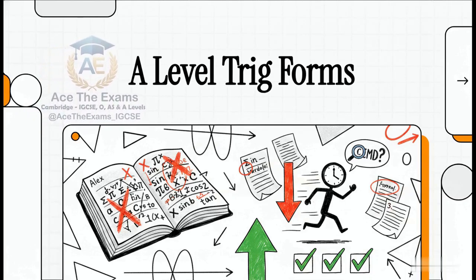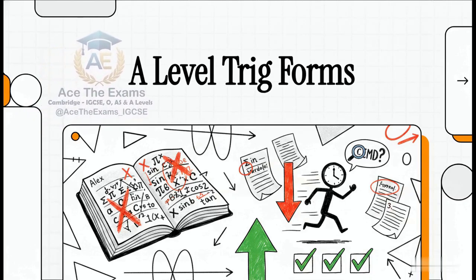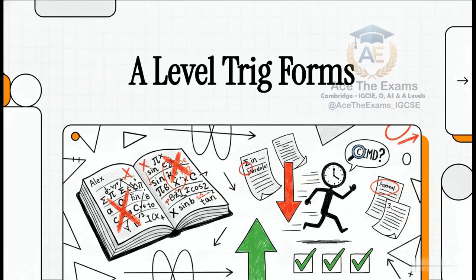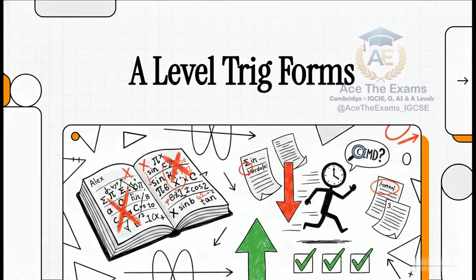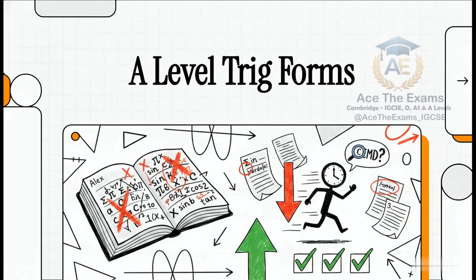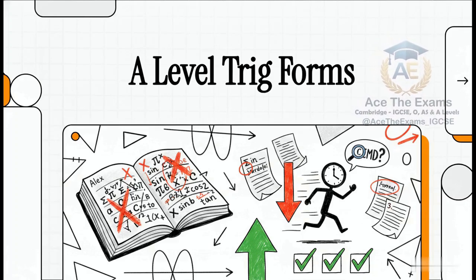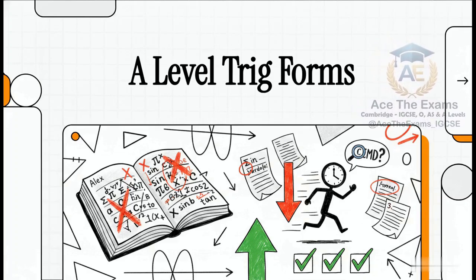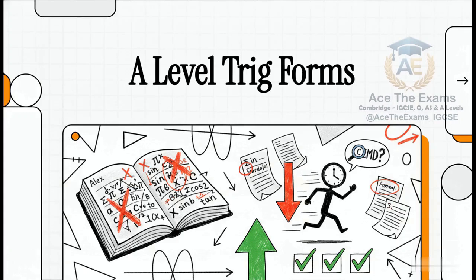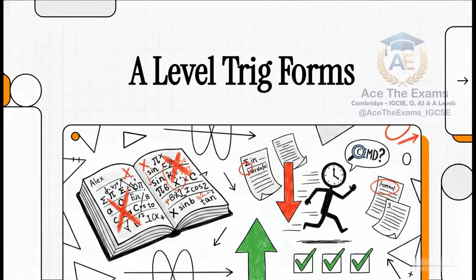Whether you have built your foundations in syllabus codes like 0580, 0606, 4024, 4037, or 4040, it all culminates right here in the Cambridge 9709 Advanced Syllabus. Today, we are dissecting the exact strategies you need to conquer one of the most notoriously tricky areas of advanced trigonometry, the R sine theta plus or minus alpha and R cosine theta plus or minus alpha forms. We often call these the harmonic forms.